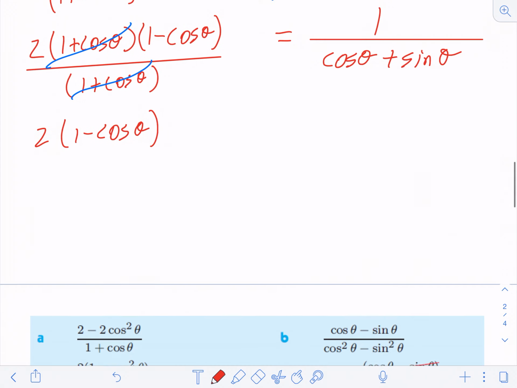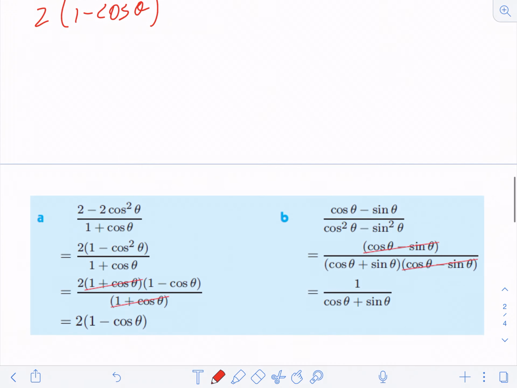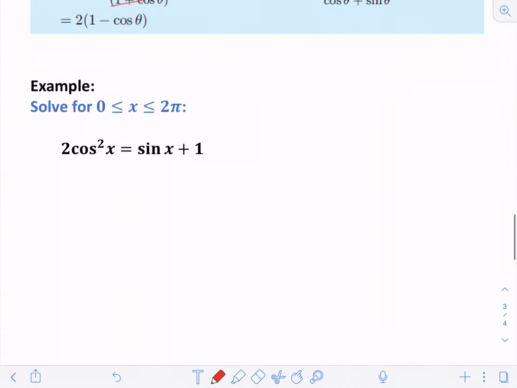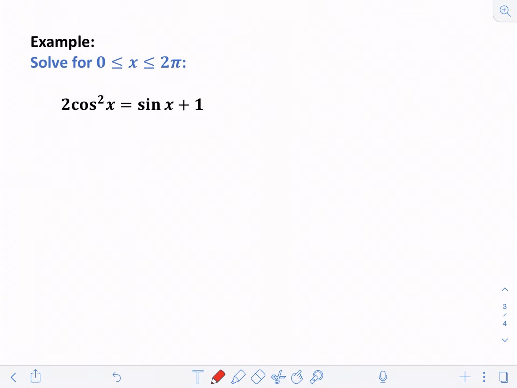I got one more example. There's the answer. You can see how they canceled as well. I've got one more example I want to solve for. Now, this is a little bit different. This isn't simplified. This is actually an equation.